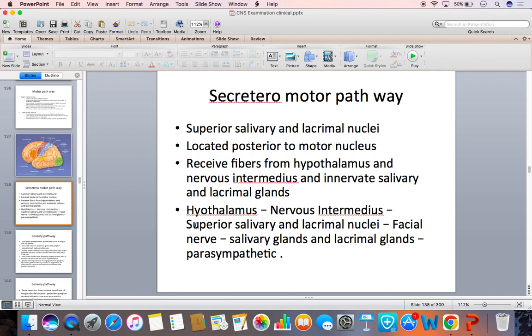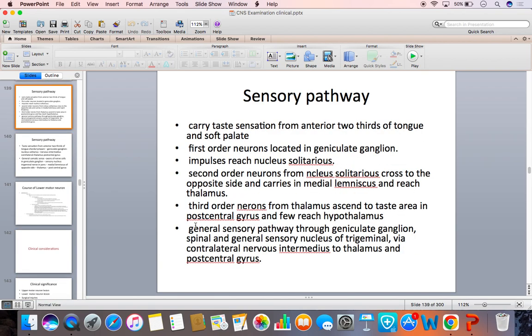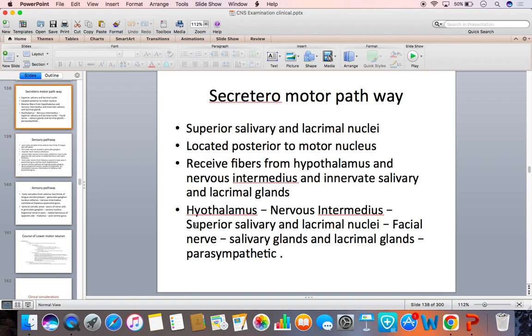Well, the secretory motor pathway is already explained. That is, the superior salivary and lacrimal nuclei, located posterior to the motor nucleus, receive fibers from the hypothalamus via the nervus intermedius, and ultimately innervate the salivary and lacrimal glands. To put it in a simpler way, the center is the hypothalamus. Then the nervus intermedius, from there the superior salivary nuclei and the facial nerve, and the salivary glands and the lacrimal glands are supplied. They are parasympathetic.